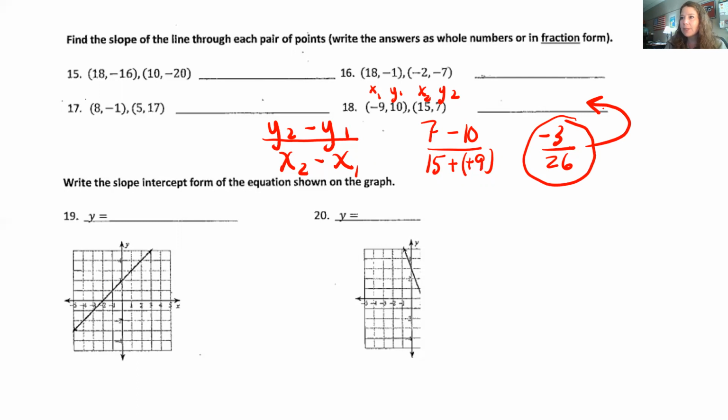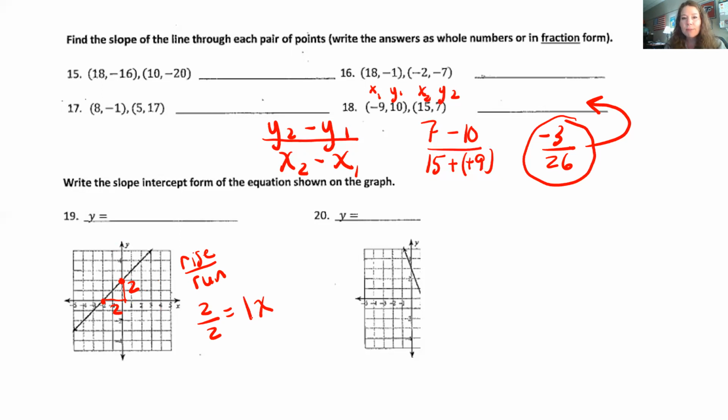All right, and then number 19 and 20, these need a full equation. We've given you the y equals. So you're going to find 2 dots. It doesn't matter. I'm going to use the y-intercept, and I'm going to go ahead and use the x-intercept as well. So I'm going to do my rise over run. Make sure if it's negative, you include your negative sign. So my rise is 2, my run is 2. And I know that simplifies to 1. So my slope is 1.